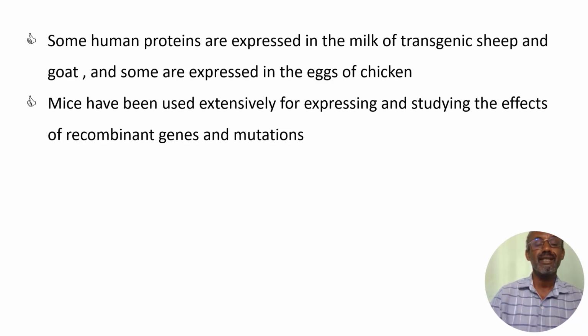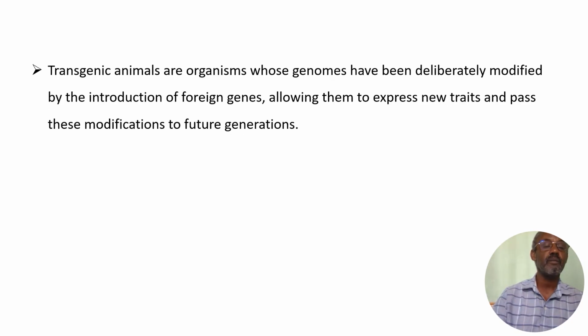Mice have been used extensively for expressing and studying the effects of recombinant genes and mutations. Of course, this is especially to study mutation and the effects of recombinant genes. Research-based genetic modification has been done on mice. Transgenic animals are organisms whose genomes have been deliberately modified by the introduction of foreign genes, allowing them to express new traits and pass this modification to future generations. Once you change their genes, when they multiply, they pass those genes to the future generation, of course.